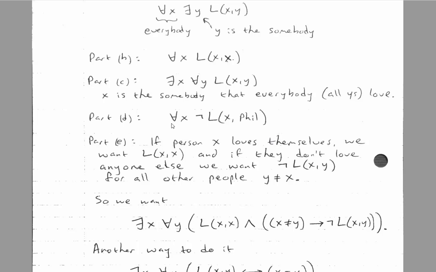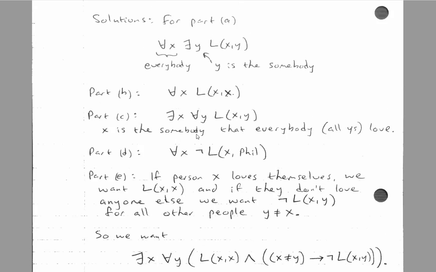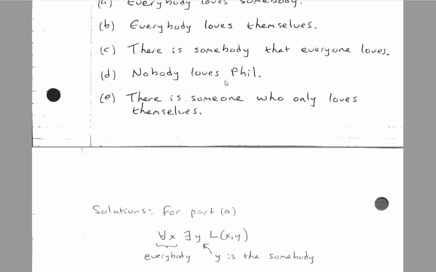Nobody loves Phil. Well, that's saying everybody does not love Phil. So we need a negation here. So this says x loves Phil. This, with a negation, x does not love Phil. And that's true for everybody. So nobody loves Phil.